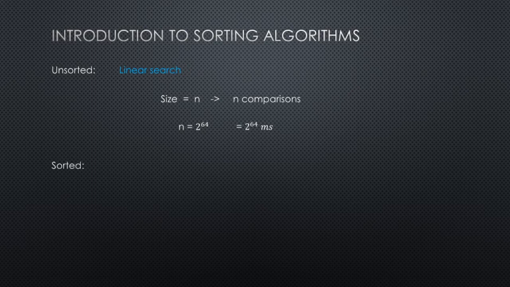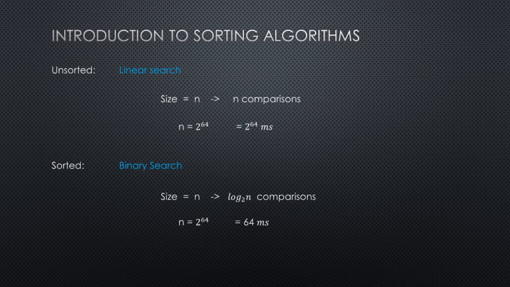But if our list is sorted, then we can use something called binary search. And with binary search, if the list is size n, it will take only log of n to the base 2 comparisons to perform a search. So if n is equal to 2 to the power 64, it will only take 64 milliseconds.